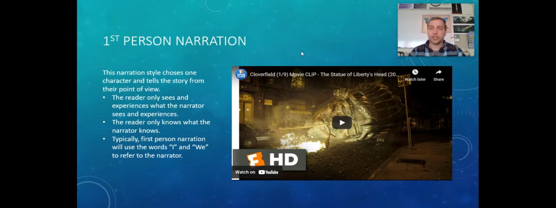You'll see this occasionally in movies. Movies tend to prefer third person point of view, but occasionally you get a movie like this clip from Cloverfield, which is a first person point of view. So let's take a look at what this looks like.